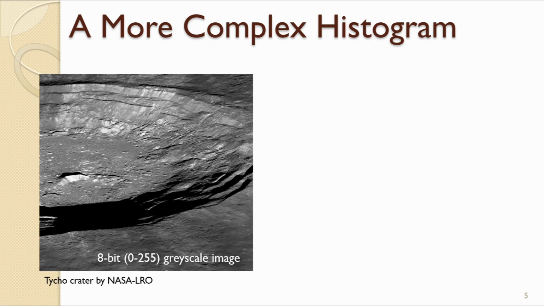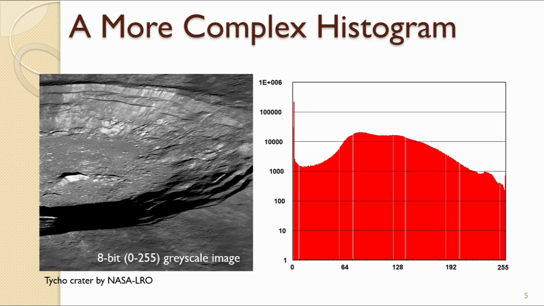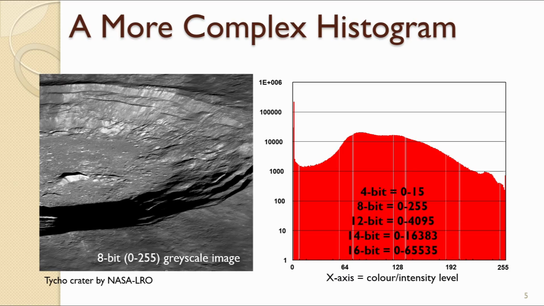This is a picture of Tycho crater on the moon taken by the Lunar Reconnaissance Orbiter. It's an 8-bit grayscale image, so there are pixel values from 0 to 255. This is what the histogram looks like for this image. Along the bottom of the histogram, we have the numbering of the bins, one for each of the grayscale levels from 0 to 255.